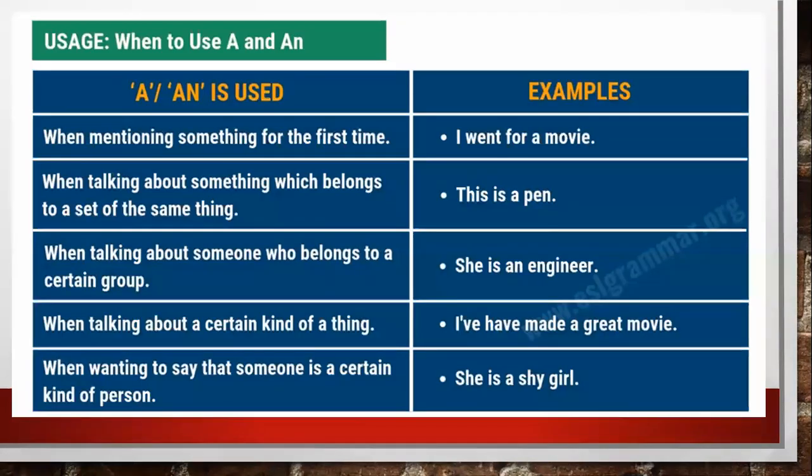So here, don't forget the uses. When mentioning something for the first time, I went for a movie. When talking about something which belongs to a set of the same thing, this is a pen. When talking about someone who belongs to a certain group, she's an engineer. When talking about a certain kind of thing, I've made a great movie, or when we want to say that someone is a certain kind of person, she's a shy girl. So here you have the uses of a or an. Yeah, don't forget about this. This is the difference with the. The is defining, definite. A or an, non-definite. You're not specifying, you're not determining who or which or what you're talking about. Yeah?